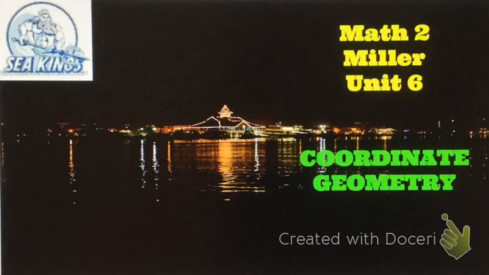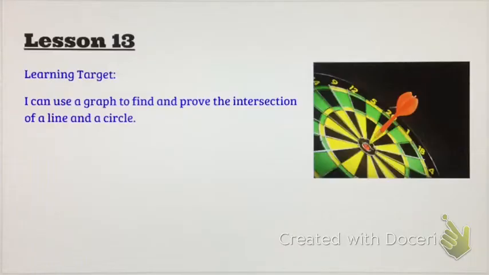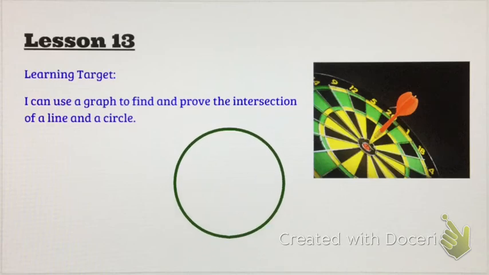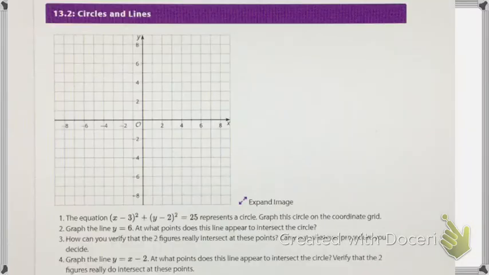Hey ho! It is still Math 2, still coordinate geometry. Today we're jumping into lesson 13. Today we're really talking about intersections. So it's really about circles and how they intersect with lines. So if there's a circle and a line, it's all about these points. Where do they intersect? And with that, here we go.